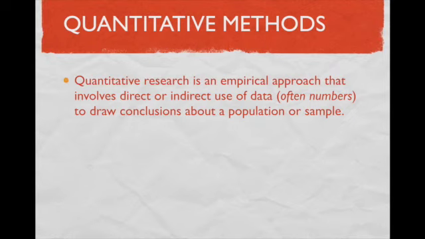And remember from our lesson from last week, quantitative research is an empirical approach that involves the direct or indirect use of data, oftentimes that is numbers, to draw conclusions about a population or a sample. And if you remember from last week, we talked about the differences between a population and a sample, and how sometimes within an organization it's just not feasible to survey everybody or to put everybody through a research procedure. So we get a sample of that population and then we generalize out.